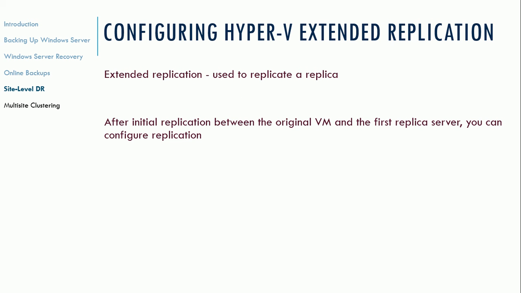So an extended replication is used to replicate a replica. So this would be a third copy. So you may want to have a third location from which to run the VM. It's sort of a backup of the backup. So this is the real disaster recovery, right?